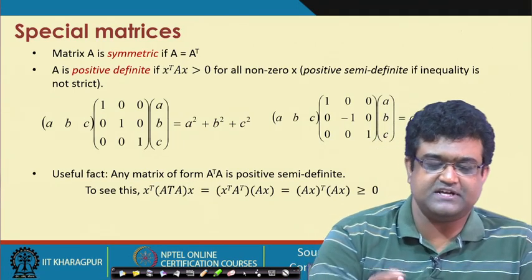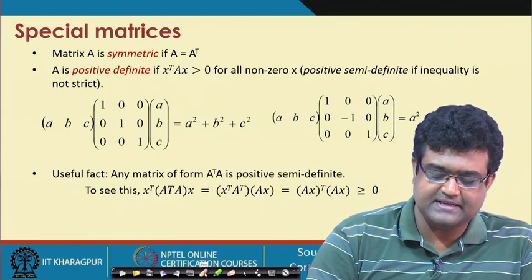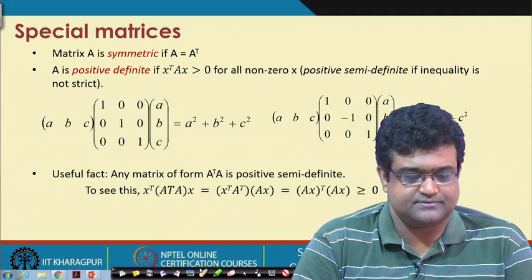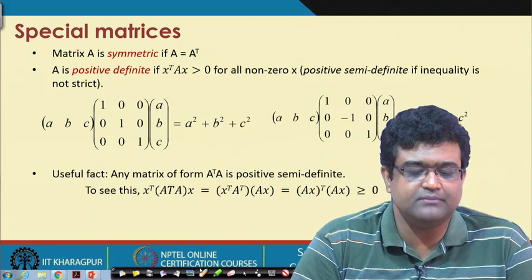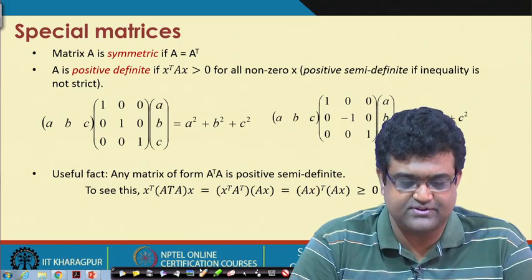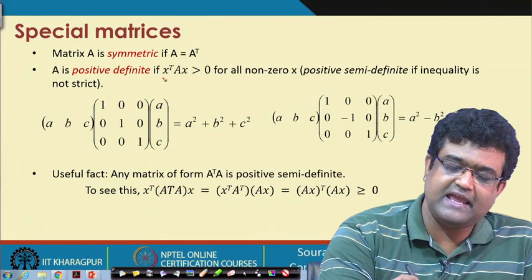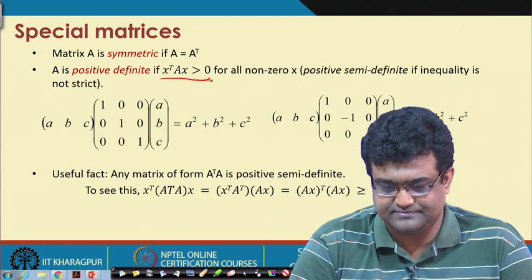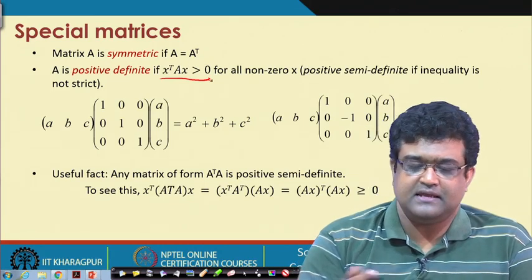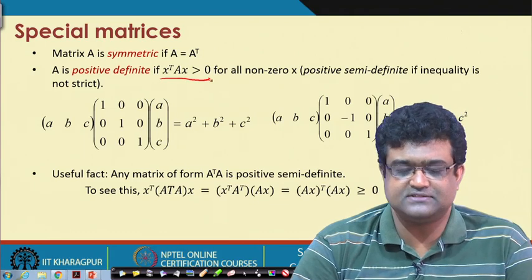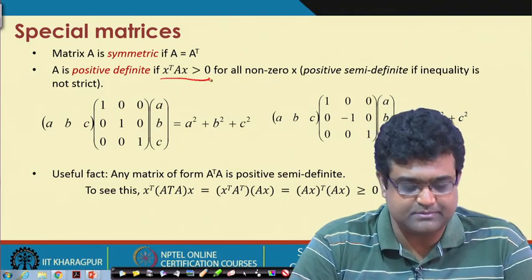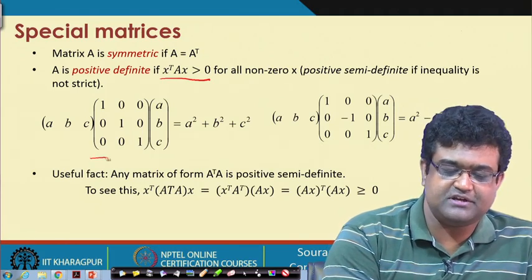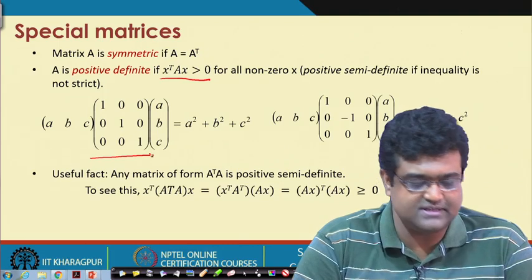Some special definitions: a matrix A is called symmetric if A equals A transpose. Furthermore, a matrix A is called positive definite if for any vector x, x transpose A x is greater than 0, and if the inequality is not strict, then it is called positive semi definite. So, let us see a common positive semi definite matrix, which is the identity matrix.